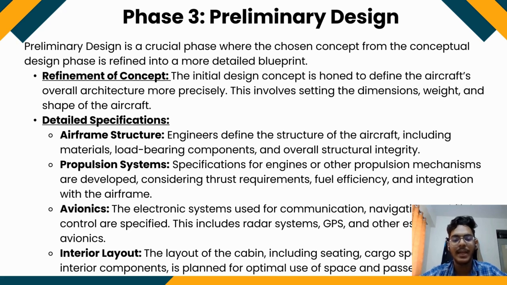Now, interior layout. The layout of the cabin, including the seating, cargo spacing, and the interior components are all taken care of by this specification. This generally means when you enter an aircraft, there are multiple things that you see. First being the cabin of the pilot, then the space where we sit, and also the cargo space where the luggage is stored. So all these specifications are taken care of by the interior layout.